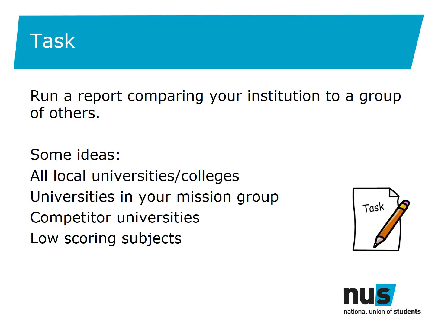Why not run a few reports of your own, comparing your institution to others? Examples of the types of reports that you could run include universities or colleges in the local area, universities in the same mission group as you, or institutions your place compares itself to. It might be interesting to highlight particularly low-scoring departments or subjects by comparing them to their equivalents.